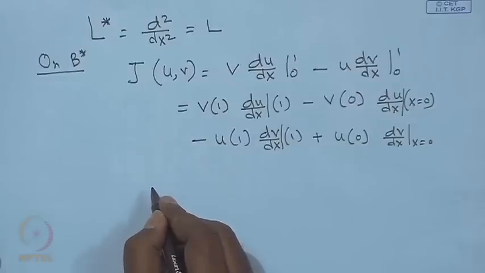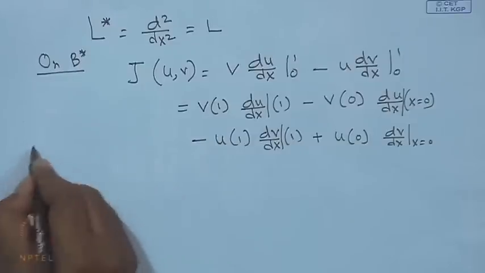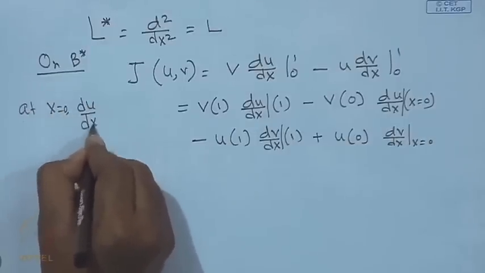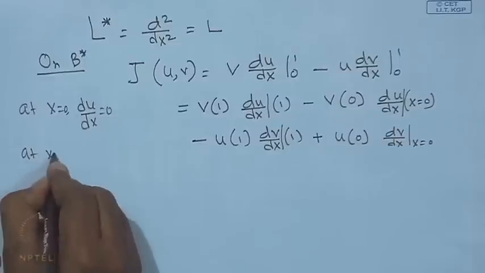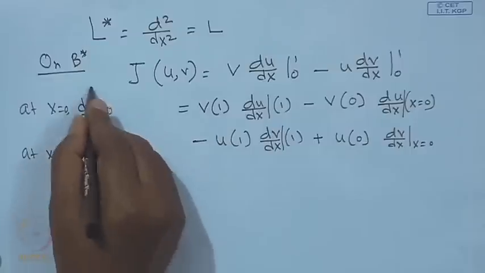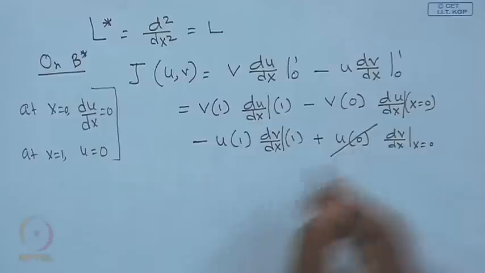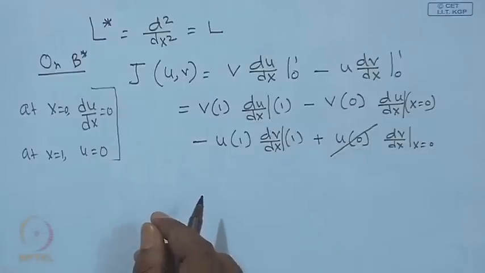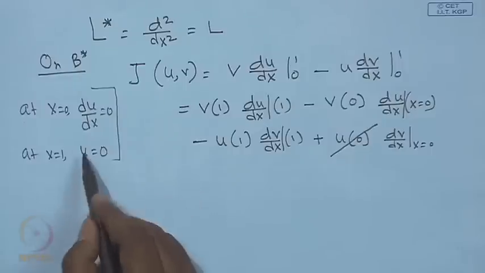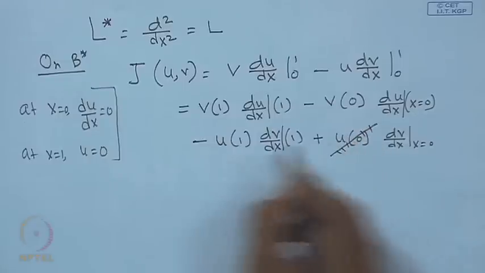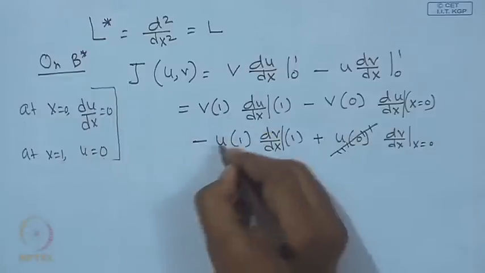Okay. If you remember, the boundary conditions on u were: at x equal to 0, du/dx was equal to 0, and at x equal to 1, u was equal to 0. So we immediately put this term equal to 0, because u itself is 0 at the boundary x equal to 1. So this will be equal to 0.